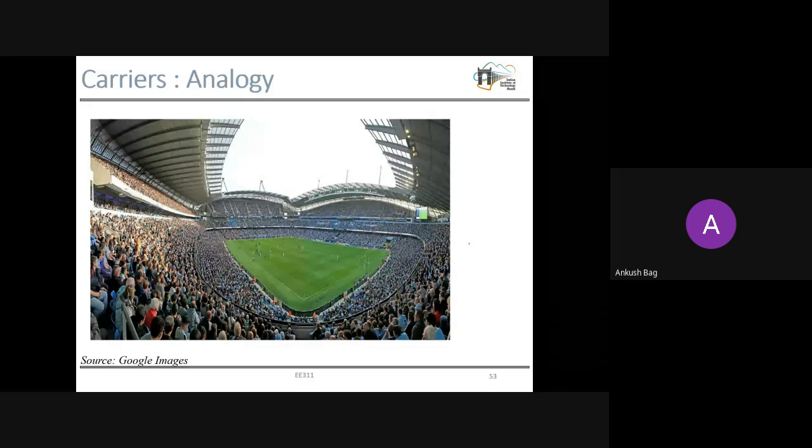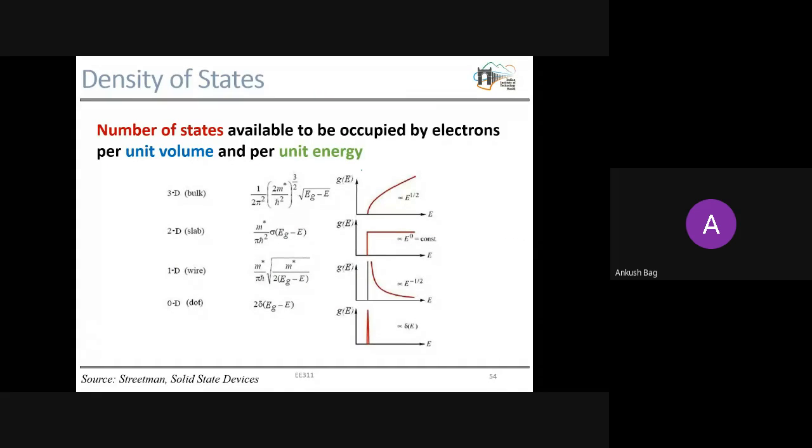Similarly, in case of semiconductor, to calculate the number of carriers, we need to understand the number of states available and the probability that those states will be filled up. That is the Fermi-Dirac function. If we can quantify these two parameters, we can quantify the number of electrons or the number of holes. Again, the definition: number of states available to be occupied by the electrons per unit volume per unit energy.